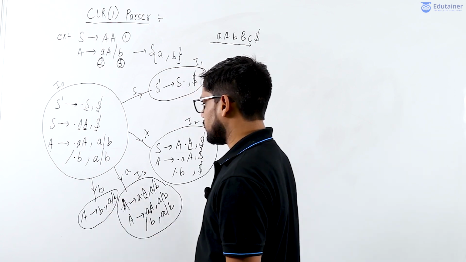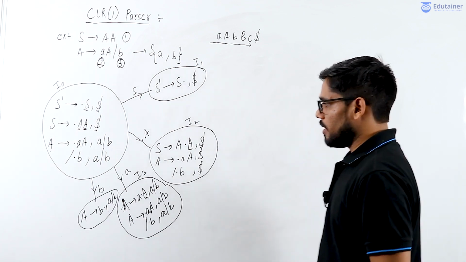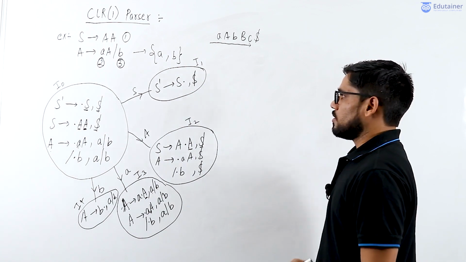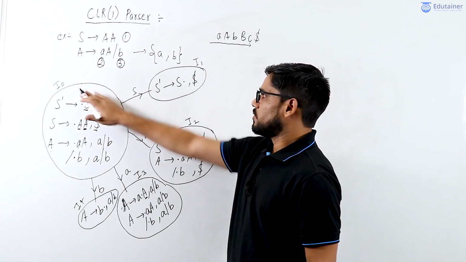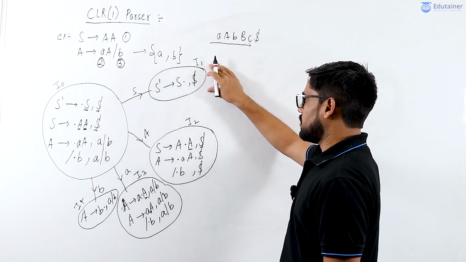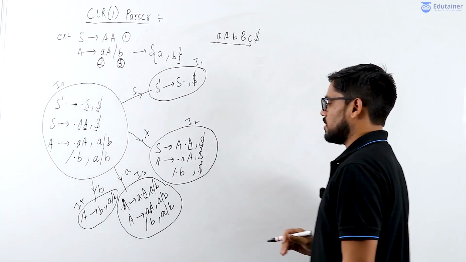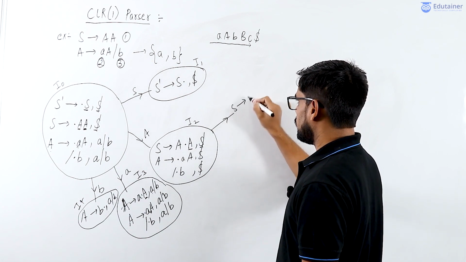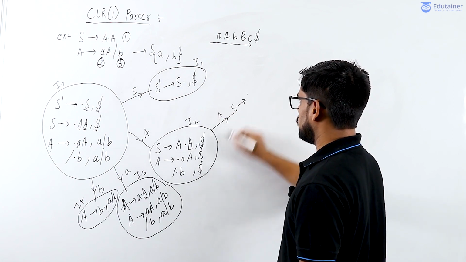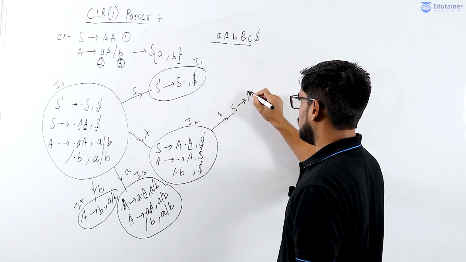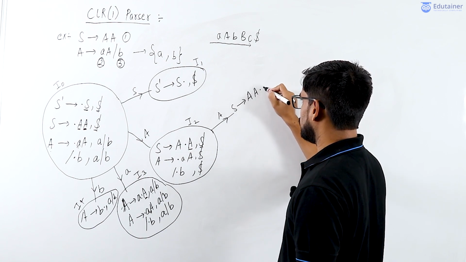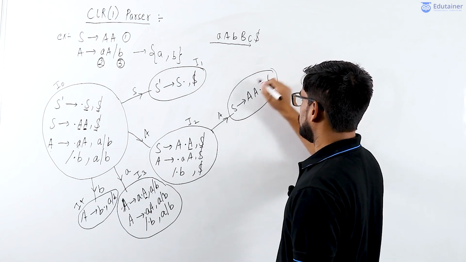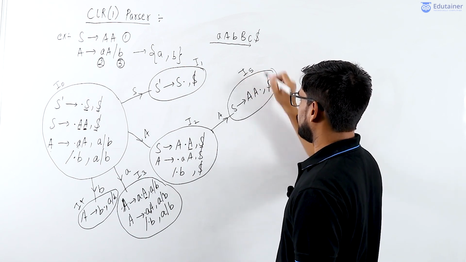Okay, and it is final state. Let's call it as an I4 state. Okay, so state number I0 is completed, state number I1 is completed. Let's discuss state number I2. On capital A, it goes to a state S derives AA dot and dollar, and it is state number I5.